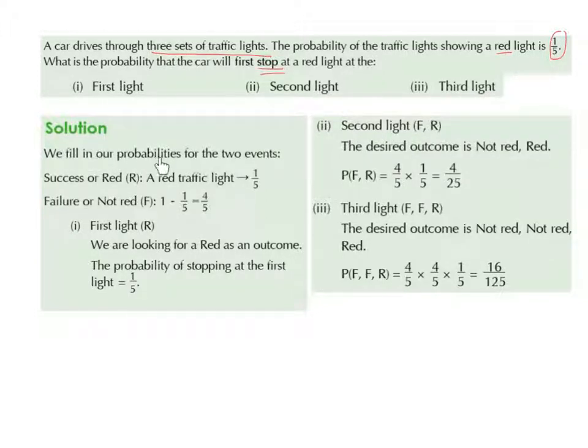We fill in our probabilities for the 2 events. So we have success or failure. Success is a red light, and the probability of that is 1 over 5. That was told to us in the question. And failure is not red. So 1 minus 1 over 5 is 4 over 5. So the probability of it not being a red light is 4 over 5.